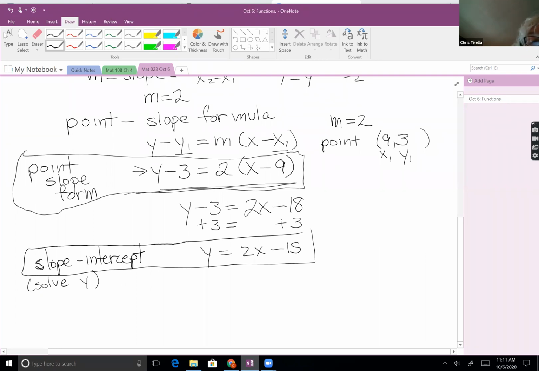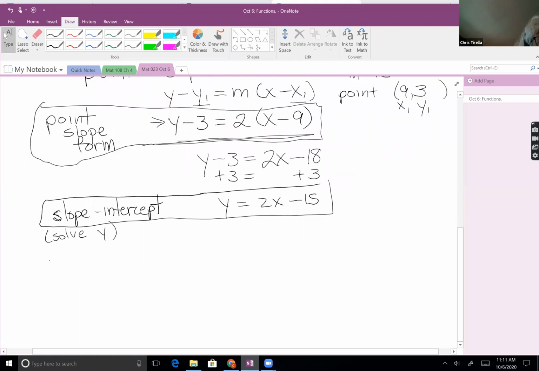And then sometimes we're also asked for general form. General form is when the variables are on one side and the constants on the other.